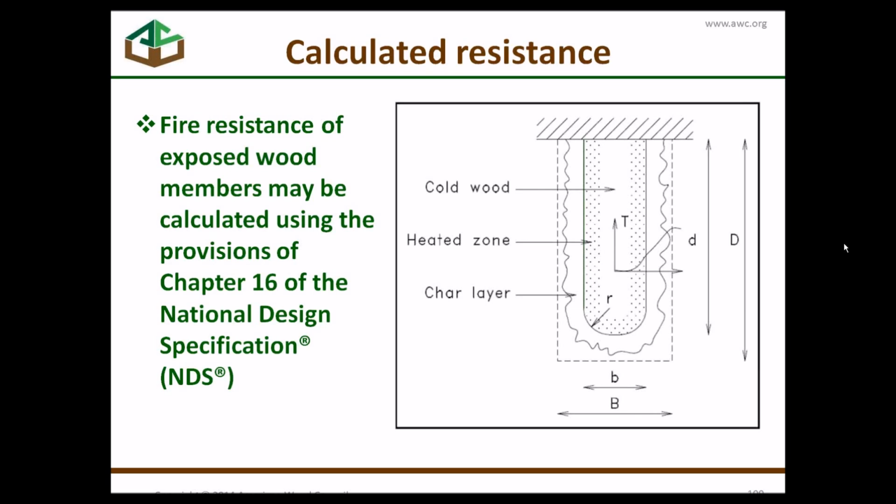Another alternative is calculated fire resistance. Now there are two ways to think about this, and there are two topics associated with calculation. The first one would be calculating the fire resistance of exposed timber construction, beams and columns that have no other protection, they're exposed. The code actually tells you to go to Chapter 16 of the National Design Specification. That's our standard for wood design, the NDS.